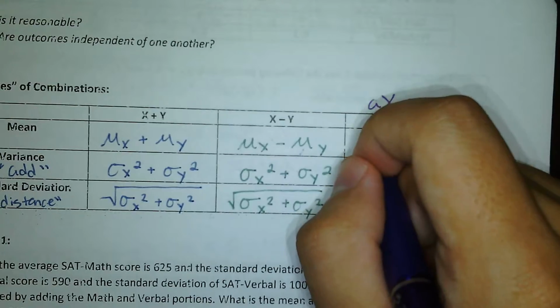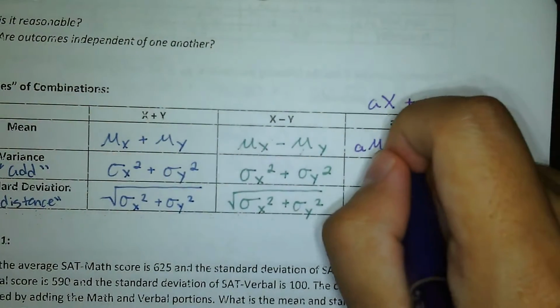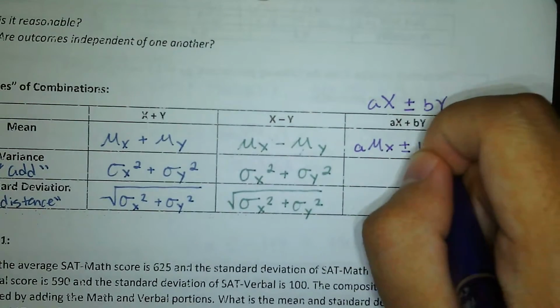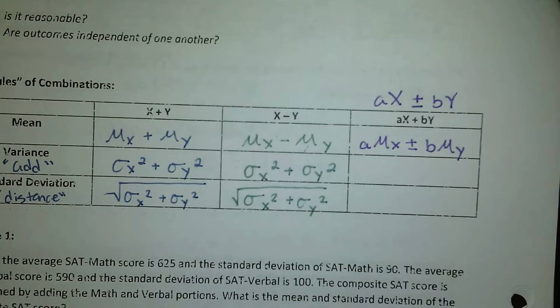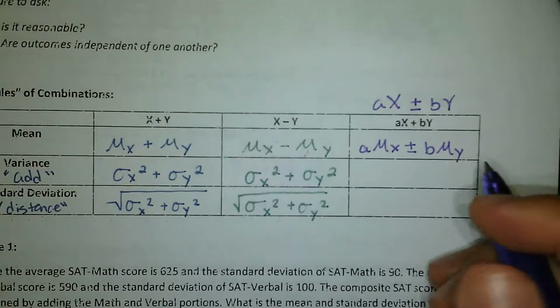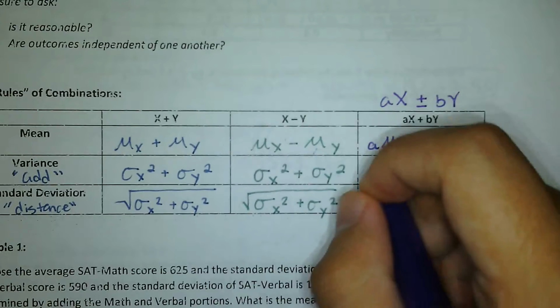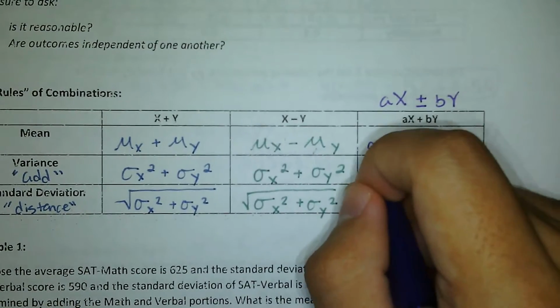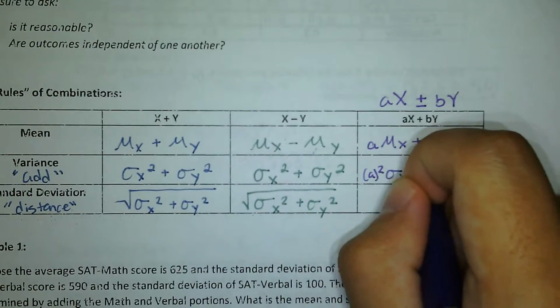The same holds true. You're going to multiply the constant by the respective means, and you'll add or subtract those values. So a mu x plus b mu y, or a mu x minus b mu y. Now, same thing applies with the spreads. Well, as we learned in 4.7, in order to find the variance of the respective distributions, we're going to take the values and we're going to square them.